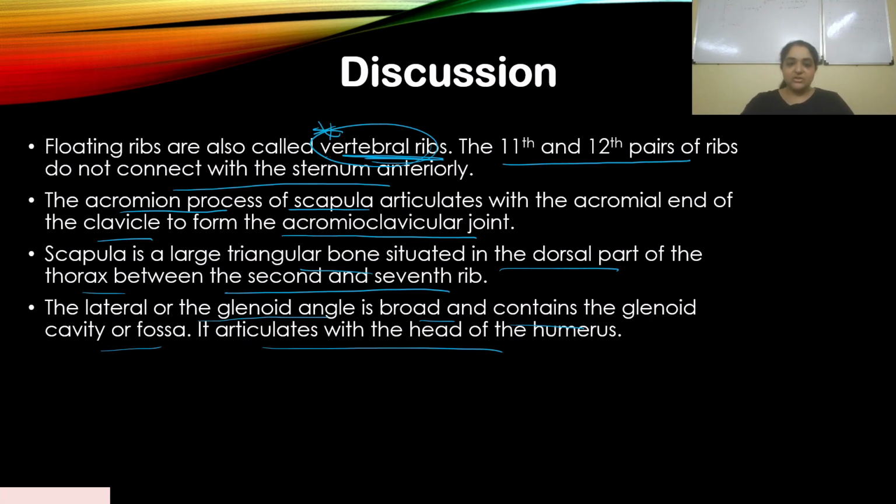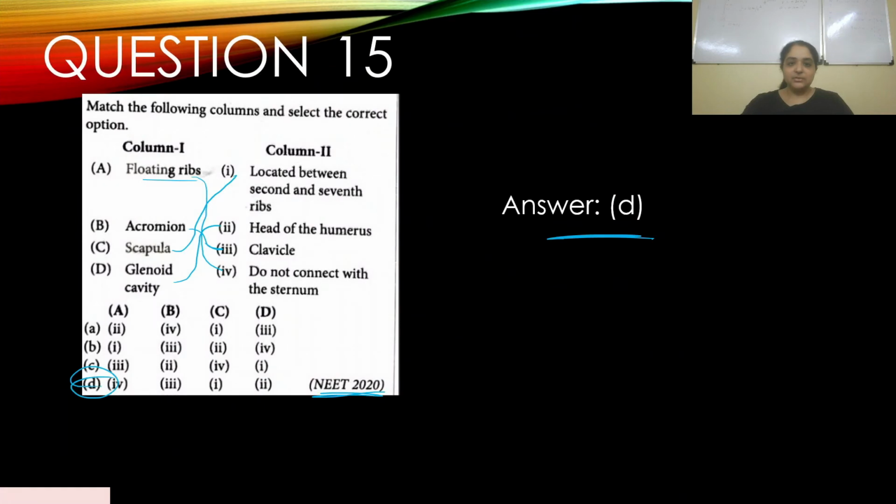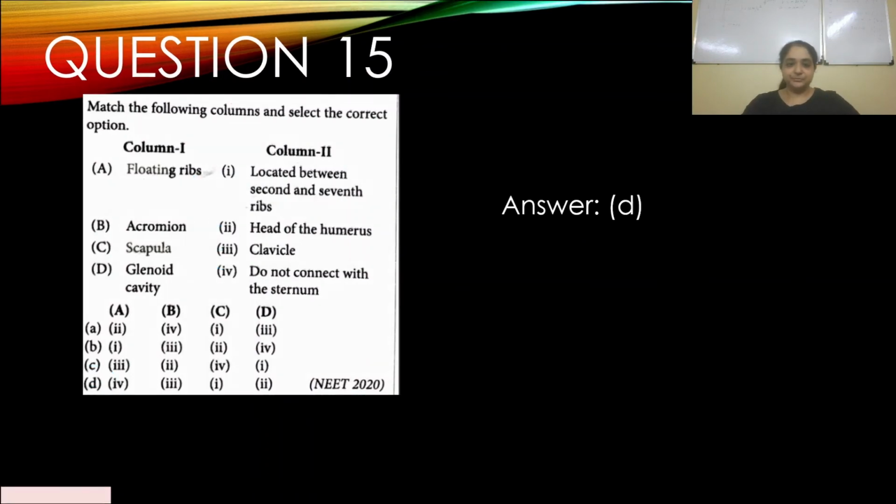So clearly, to answer your question, yes, I've covered all 4 points, options that were there, and I've said how they were connected with each other, right? Add to that, floating ribs do not connect with the sternum. Acromion process that's present in the scapula, they connect with the clavicle. The scapula is located between the second and the seventh rib, and the glenoid cavity, that is the lateral part of the scapula, has a glenoid cavity in it which connects to the head of the humerus.